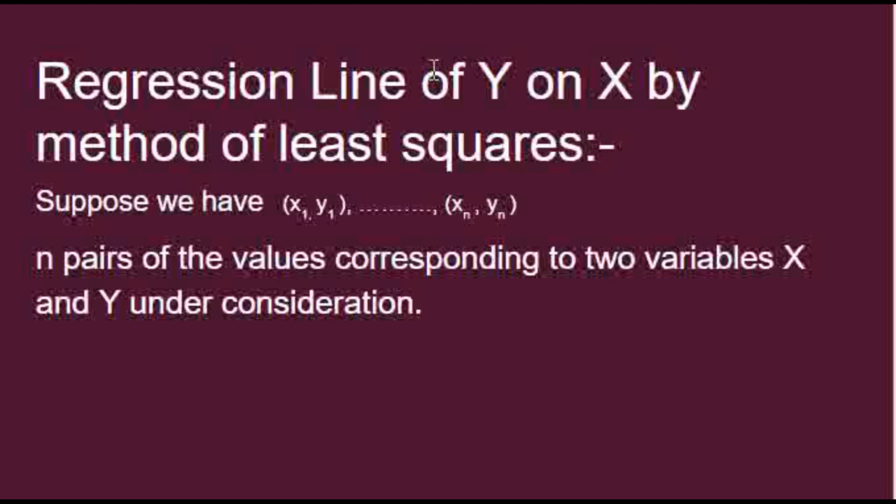Now the regression line of y on x, that is, x is the independent variable, y is the dependent variable. So we shall use the method of least squares for finding the regression line of the variable y on x. Suppose we have n pairs of values (x1, y1), (x2, y2), and so on (xn, yn), where the xi's are the values of the variable capital X and yi are the values of the variable capital Y under consideration.